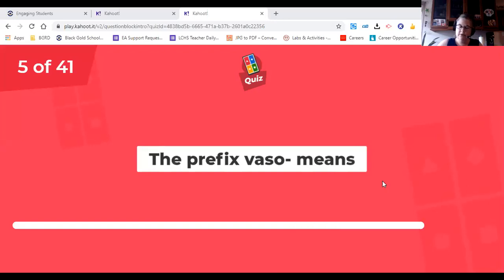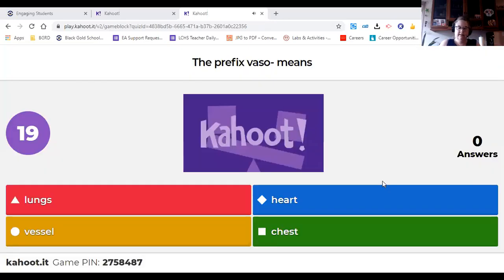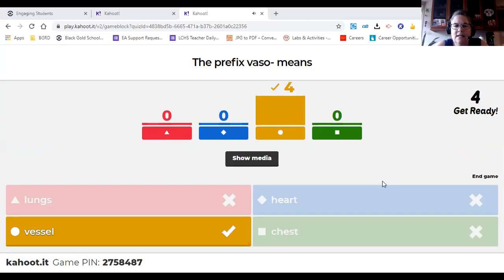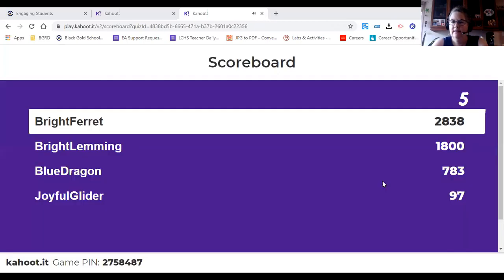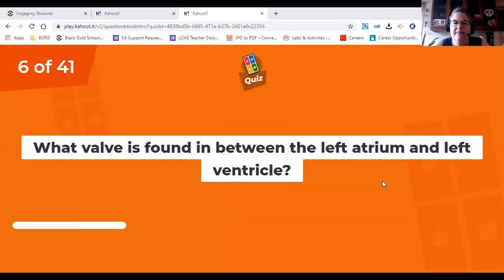Okay, prefix vaso means. All right, you should all get this. We've talked about this lots and lots in class. Prefix vaso. Vaso means vessel. Yes, everyone takes it. Awesome. Okay. So right now, Bright Ferret has a 1,000 point lead.